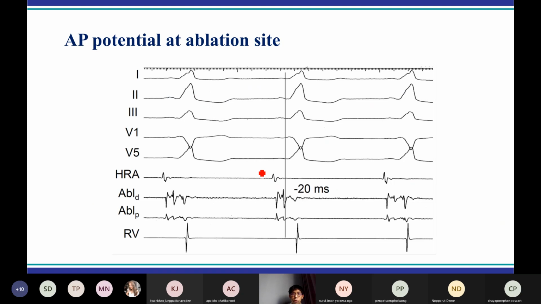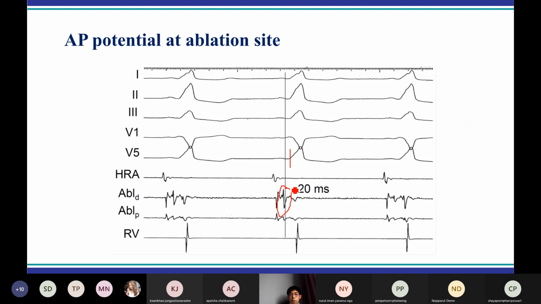The site where we want to do the ablation is the site where there is an accessory pathway potential. Here, you can see that there is an accessory pathway potential, and the signal in the distal ablation is earlier than the surface ECG, minus 20 milliseconds. This is the appropriate site for the ablation.